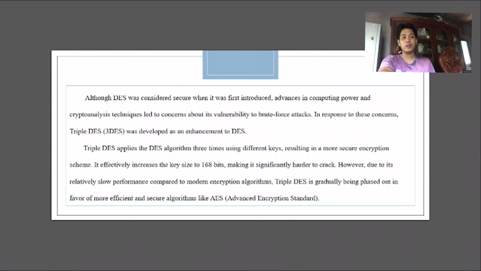It effectively increases the key size to 168 bits, making it significantly harder to crack. However, due to its relatively slow performance compared to modern encryption algorithms, the triple DES is gradually being phased out in favor of more efficient and secure algorithms like Advanced Encryption Standard or AES.